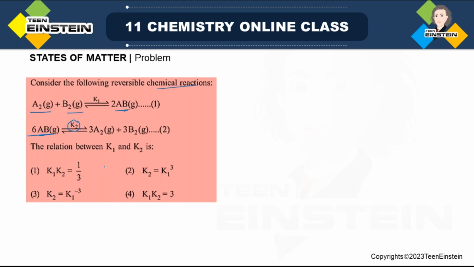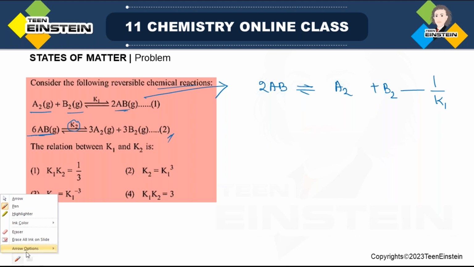We have to find the relation between K1 and K2. If you want to get equation 2 starting from equation 1, the first thing you have to do is write the same equation by reversing it. So I will write 2AB on the left hand side. I'm just simply reversing it. I'm not writing the G for simplicity. A2 plus B2. As you have reversed it, the equilibrium constant for this should be 1 by K1. Next, as the coefficient is different, we will multiply both sides by 3. Now you will get equation 2 after multiplying by 3.